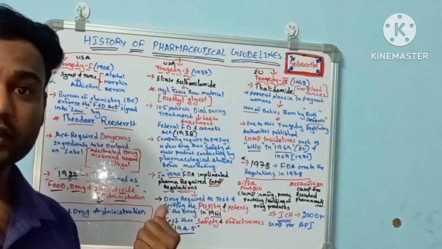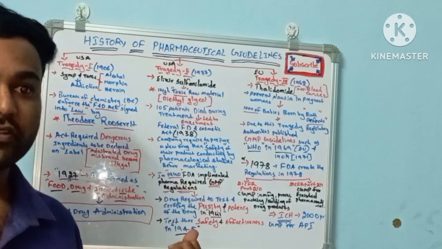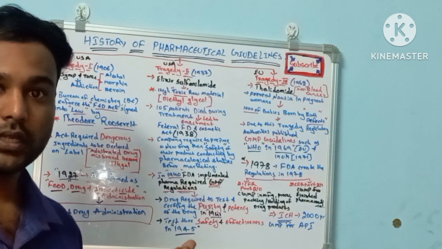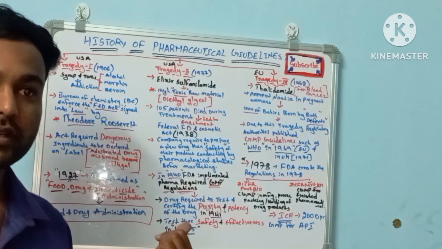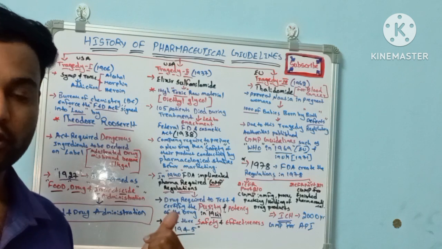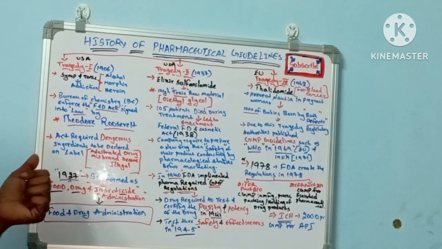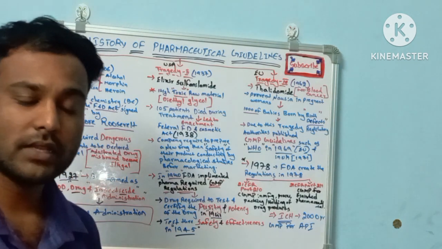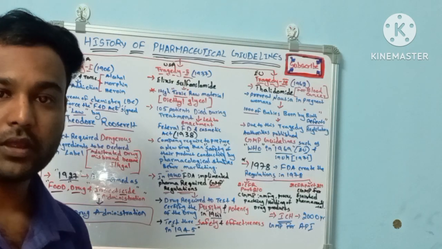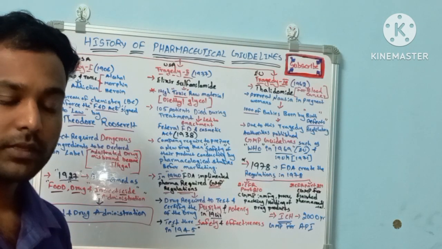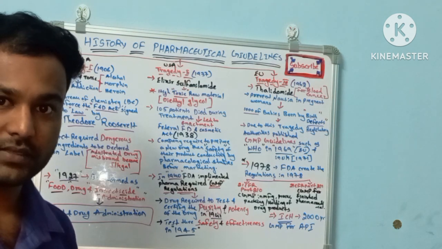Right now everyone has an idea about WHO, the World Health Organization. It is very active in the world. WHO seeks the safety of patients when they are taking drugs. So there are the WHO guidelines and GMP guidelines. GMP is also working very effectively in pharma companies. GMP is nothing but good manufacturing practices, and WHO is nothing but the World Health Organization.